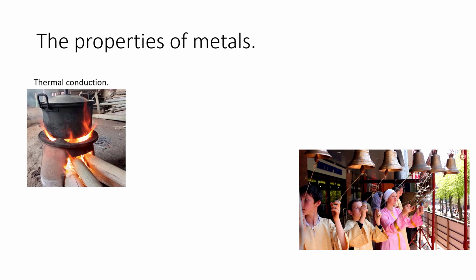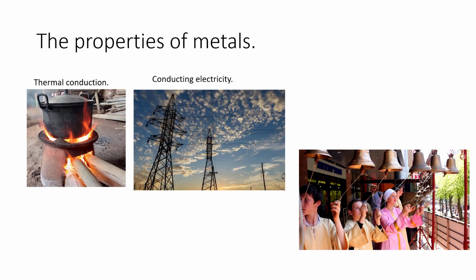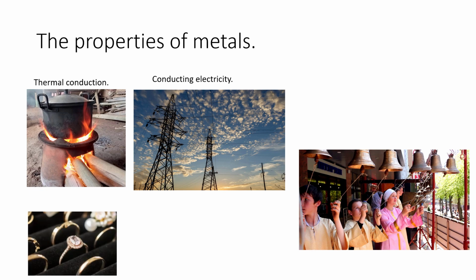Metals allow heat to pass through them very quickly, which is why most of the cooking implements in your kitchen are made of metal. Metals are also able to conduct electricity, and that means they allow current or charge to flow through them, which makes them perfect for electrical wiring. Metals are also shiny in appearance, and this makes them ideal for making jewellery.